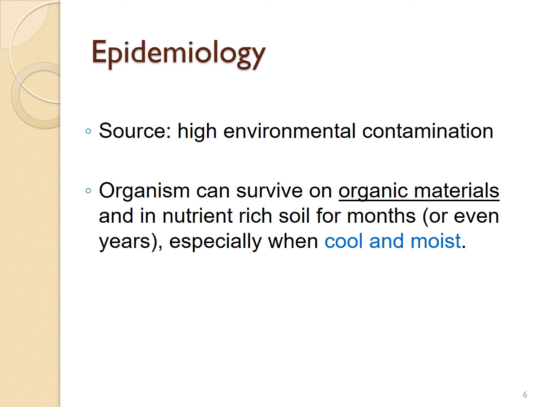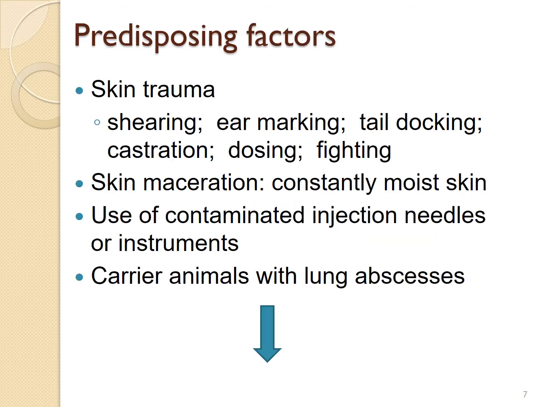High levels of environmental contamination is often the source of infection. Corynebacteria pseudotuberculosis can survive in organic materials and nutrient-rich soil for months or years under cool and moist conditions. Predisposing factors are anything that compromises the body's natural defenses.